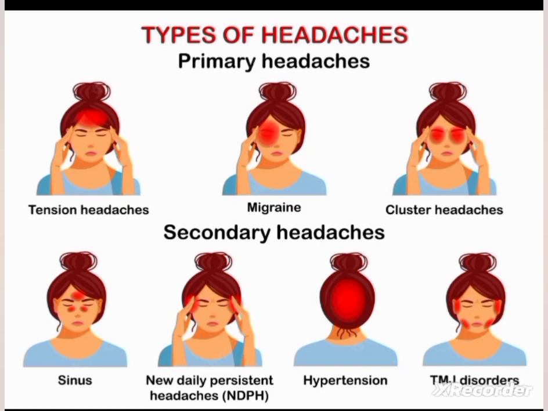Next one, secondary headache. Secondary headache, the first one, sinus headache. Sinus headache means headache due to sinusitis or other sinus related problems that may lead to headache. So the location of headache will be between the eyes, then in the forehead, etc.